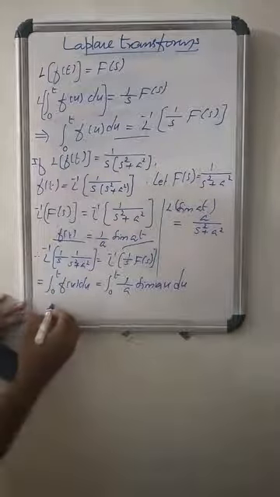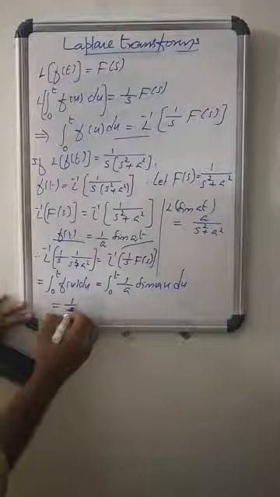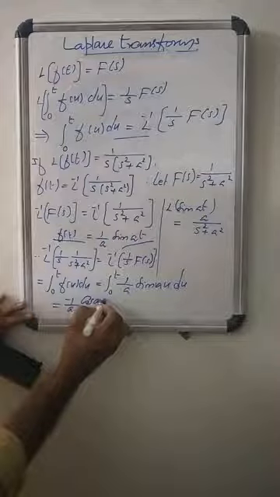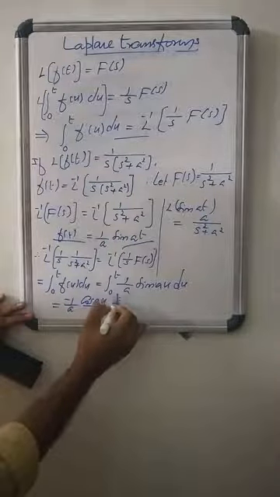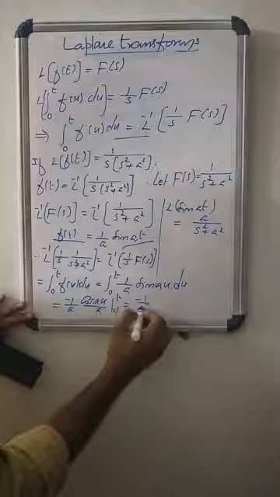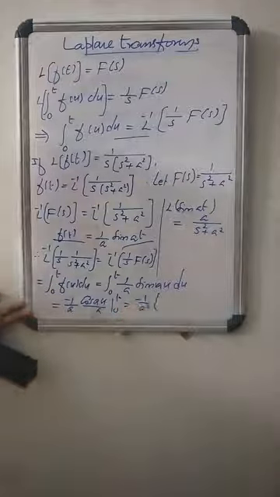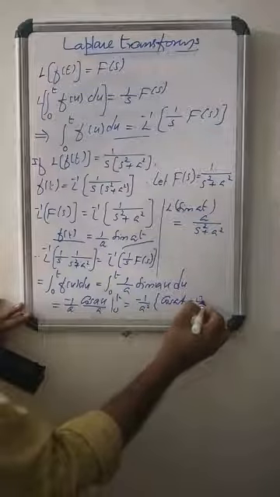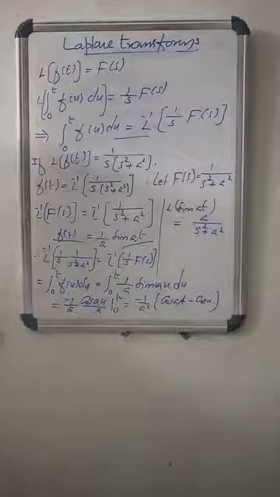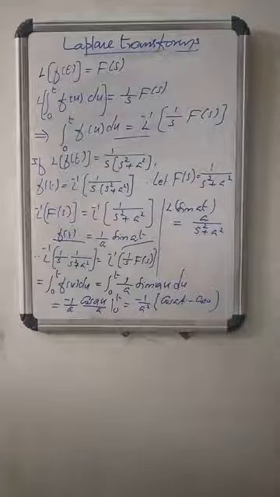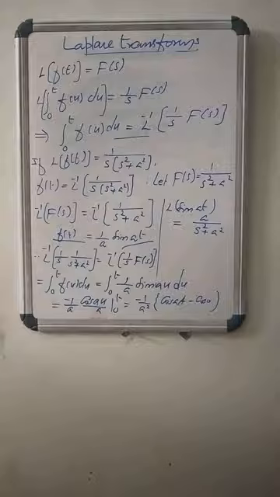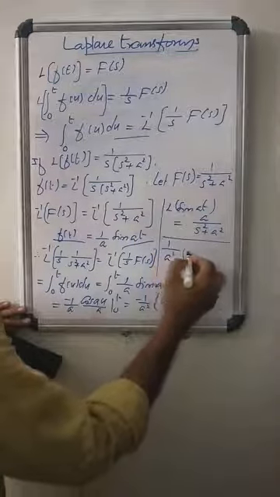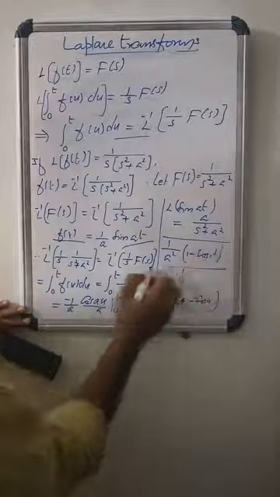You can integrate it: 1/a times the integral of sin au is minus cos au by a, from 0 to t, which equals minus 1/a² times (cos at minus cos 0). Cos 0 is 1. So the answer is 1/a² times (1 minus cos at).